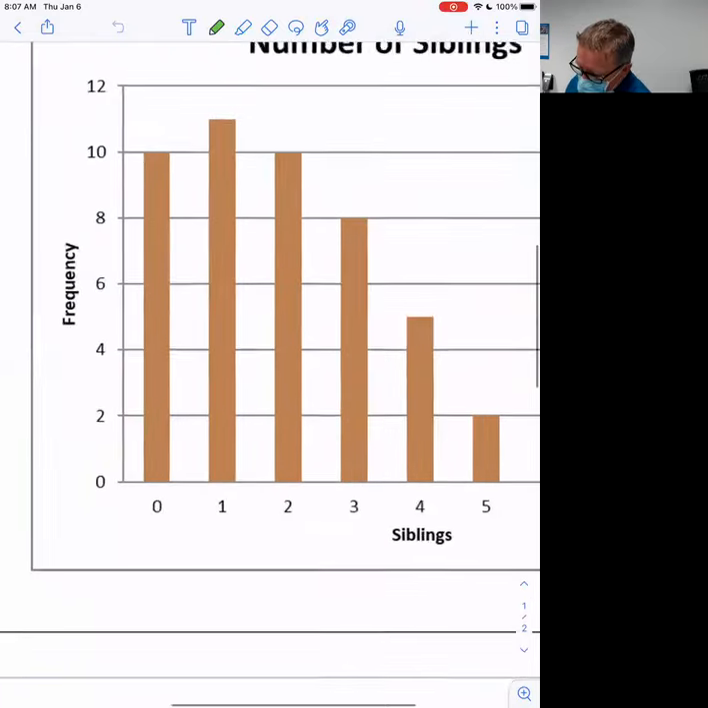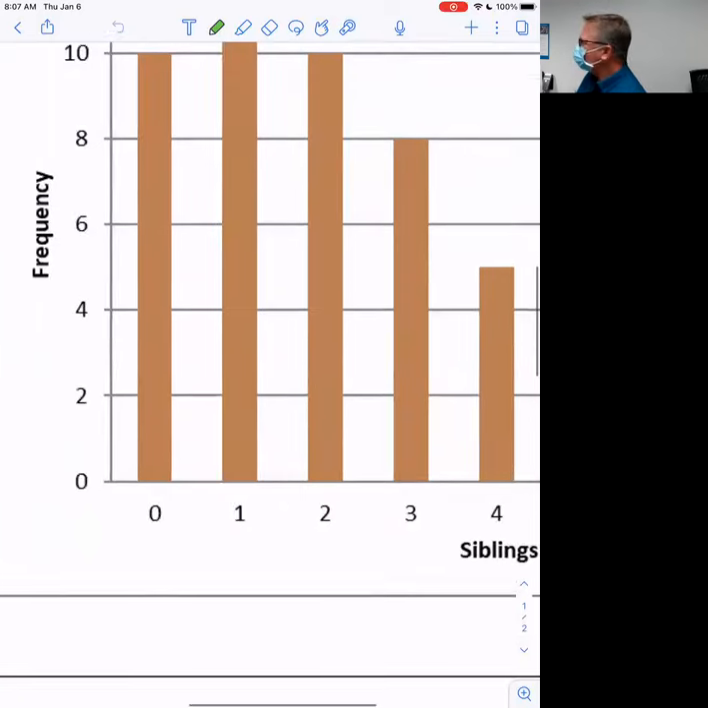Notice down here on the bottom, it's just 0, 1, 2, 3. It's not like a range. It's not a range from a lower class limit, we said, to an upper class limit. It's just one single number. And so that can happen. And again, that's the idea. It's just a question of what's the question you're asking, and what kind of an answer might you get?